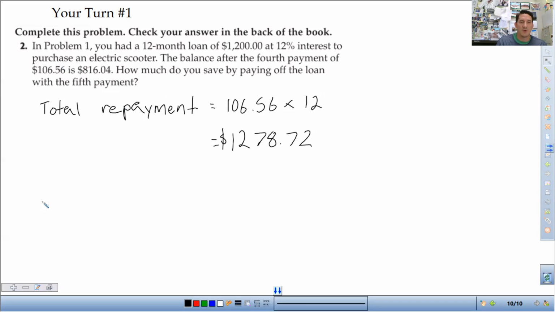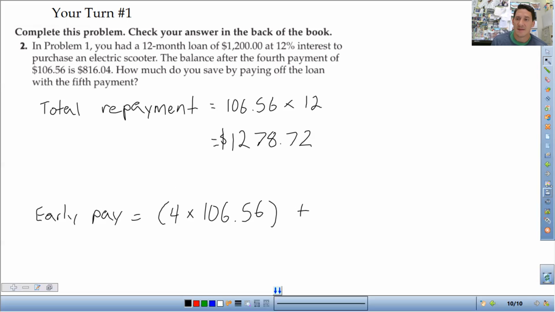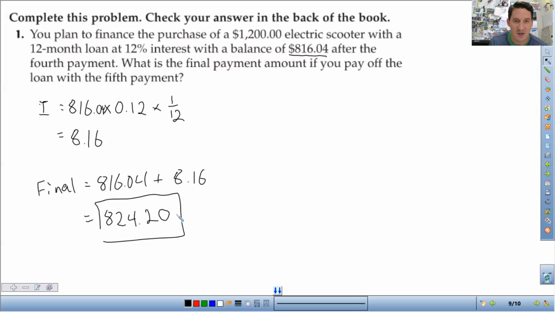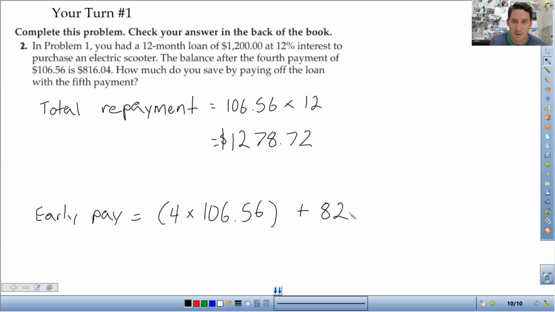If we pay it off early, what we need to do is the early payment. We did 4 payments of $106.56, so we need 4 times 106.56 plus the last payment that we did in the 5th month, that was the 824.20. So if we do that in the calculator, 4 times 106.56 plus 824.20 comes out to $1,250.44.